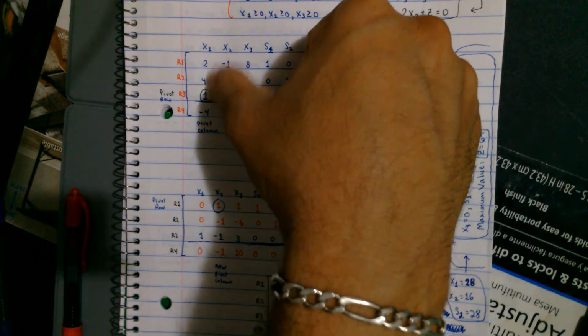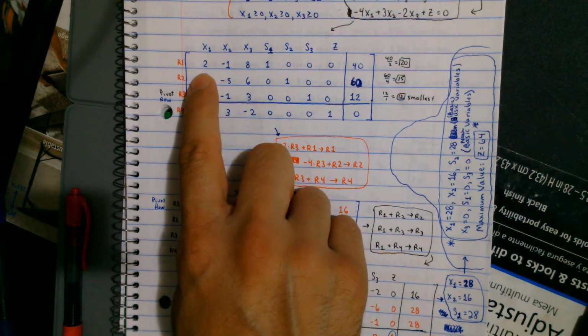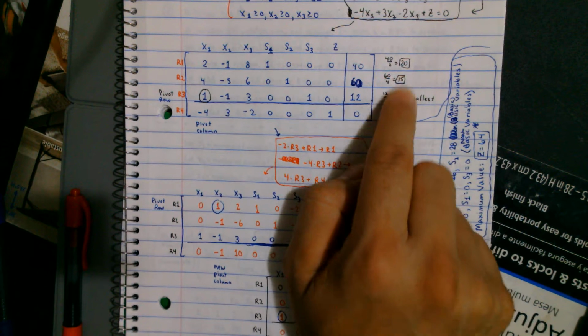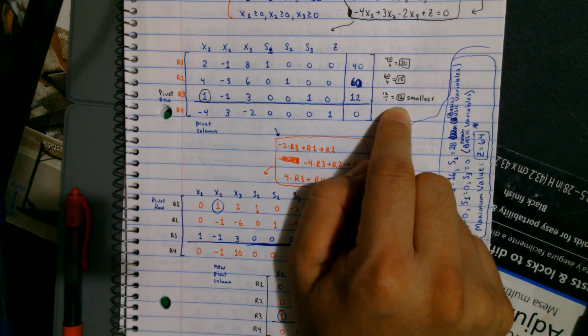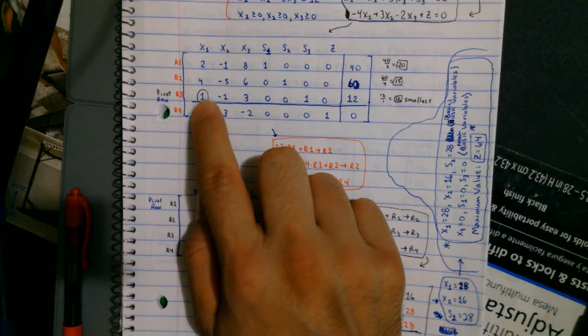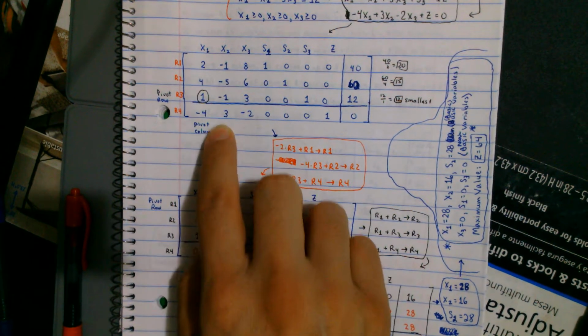Notice that they're all positive, so I can find the pivot row. I take all of these and divide: 40 divided by 2, 60 divided by 4, 12 divided by 1. Out of these three answers, the 12 is the smallest, so this is my pivot, 1. Now your whole goal is to make the pivot equal to 1. But this guy's already a 1, so you don't have to divide anything. He's done. He's ready. So now I need to get the rest zeros.